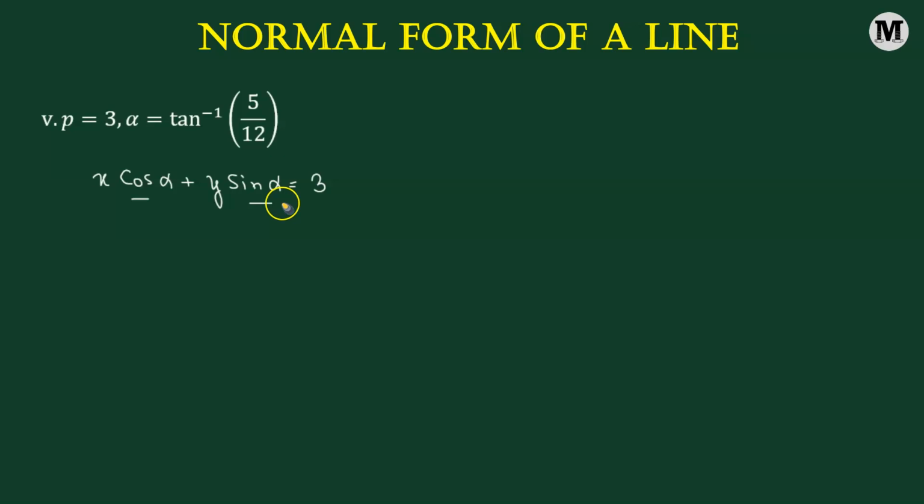Let's try to find cosine alpha and sine alpha, because here we have the value of alpha given by the inverse tangent, or the arc tangent, of 5 over 12. Let us begin. Here we have alpha equals tangent inverse of 5 over 12. We can simply take the tangent function on both sides to get tangent of alpha equals 5 over 12.